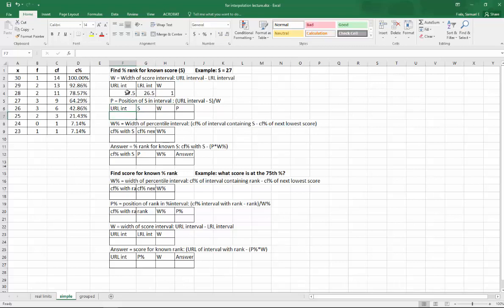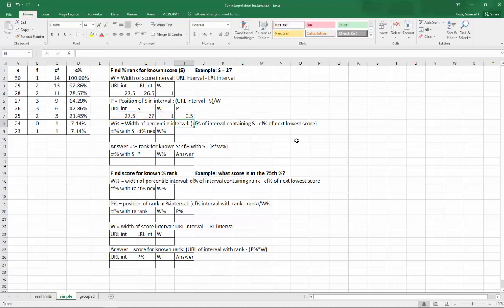Okay. And then where is the score in that interval? That's the position, right? So the upper real limit of the interval we said was 27.5. The score we're looking at is 27. We just calculated that the width was 1. And so the P is equal to, the parentheses here, the upper real limit, 27.5 minus 27. Okay. So the upper real limit of the interval it's in minus the score you're looking at, whatever that result is, divide by how wide the interval is.